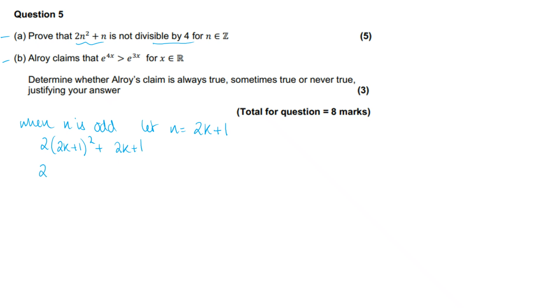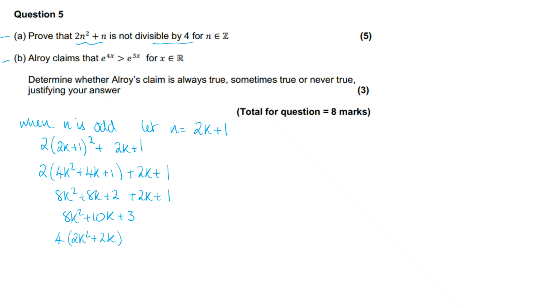So squaring that bracket, we've got 2 times 4k squared plus 4k plus 1, plus another 2k plus 1, which is 8k squared plus 8k plus 2 plus 2k plus 1, which is 8k squared plus 10k plus 3. So if we try to take out 4, it would be 4 times 2k squared plus 2k, which would give us 8k, and then we'd need another 2k plus a 3. So it's not divisible by 4 because we've still got this 2k plus 3 after we've taken a factor of 4 out. So that is not divisible by 4.